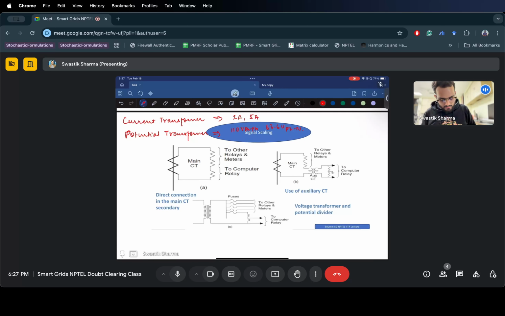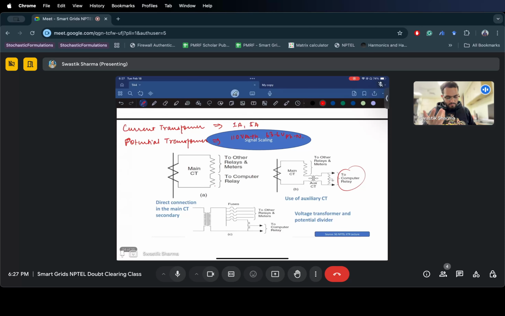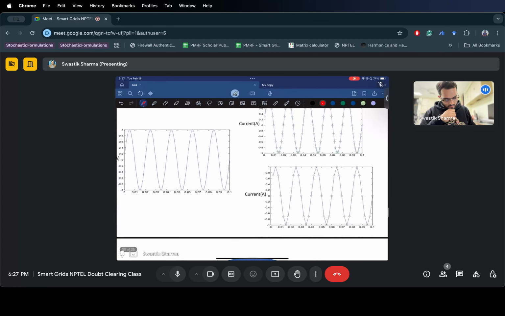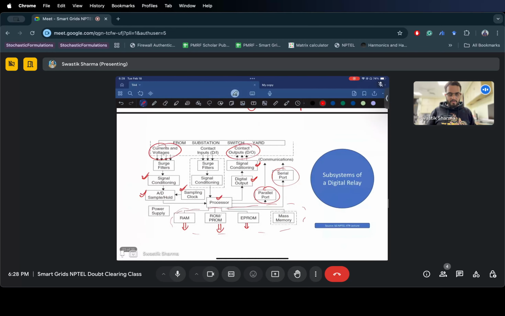So you can either connect it directly across the main CT, or you can use an auxiliary CT to further tone down the output of the main CT and connect it to your relay. A potential transformer is like a voltage transformer with a potential divider circuit, where you tone down the voltage by using a potential divider. Then you send the signal to your relay, right? The same way applies to how you sample the frequency.